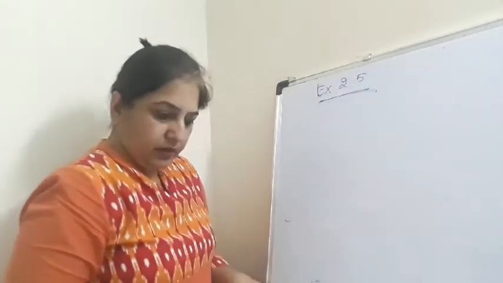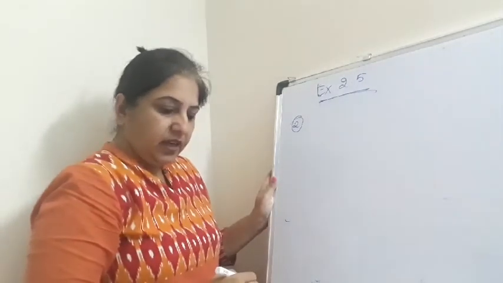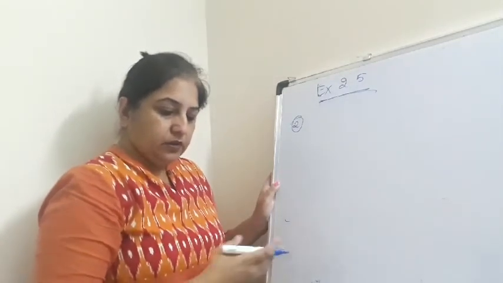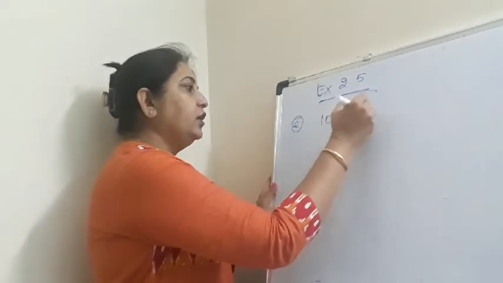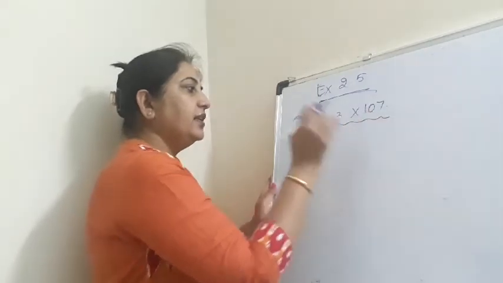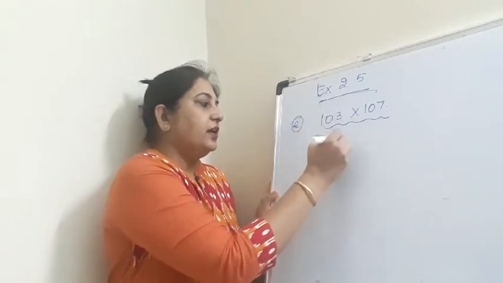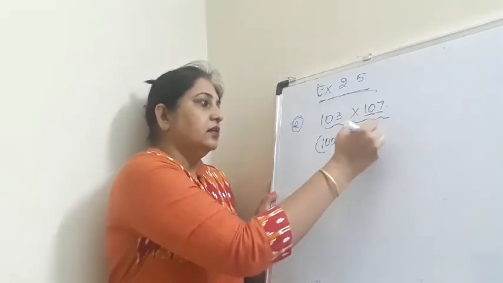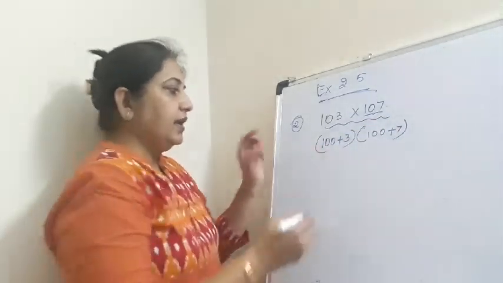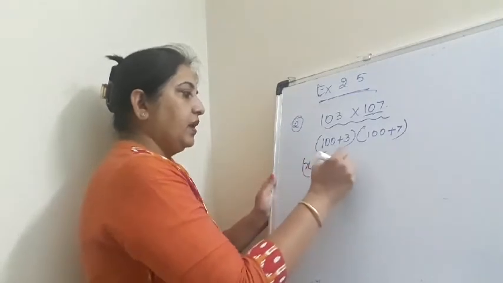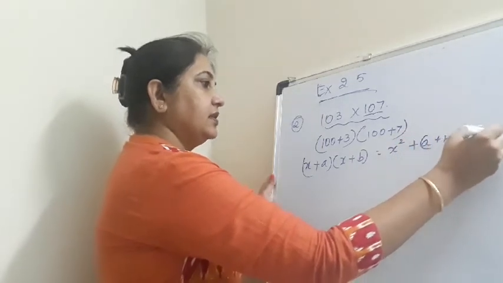They have not mentioned which identity. Now question number 2. Question 2 says, evaluate the following by using identity without multiplying directly. So if there is a question 103 into 107, can you recall that these type of sums you've done in your previous class also? So we can write 103 as 100 plus 3 and 107 as 100 plus 7. So again we can see that we have to follow the identity x plus a, x plus b equals x square plus a plus b x plus ab.